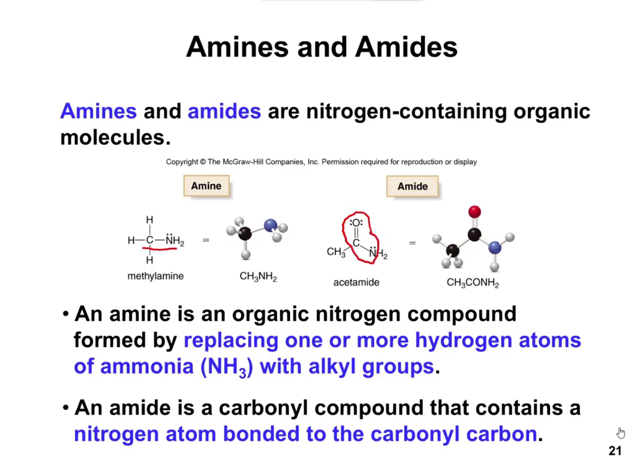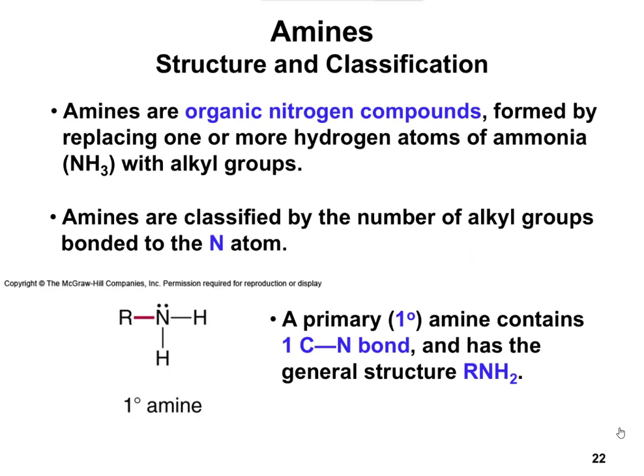So an amine is whenever you don't have the carbonyl, the C double bond O, and an amide is whenever you do. All right, so these are two examples of these types of compounds, right? Methylamine and acetamide, and we're going to look in a little more detail in terms of how some properties of these molecules and naming of them and how they look. So let's start with amines.